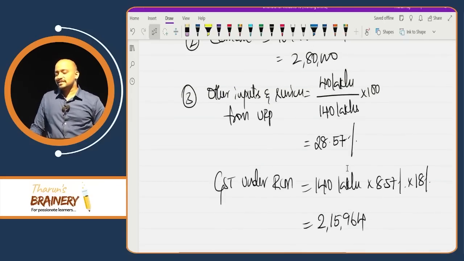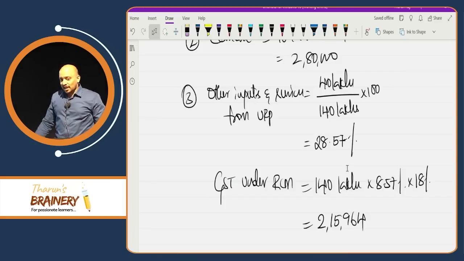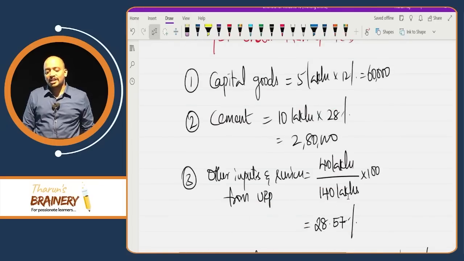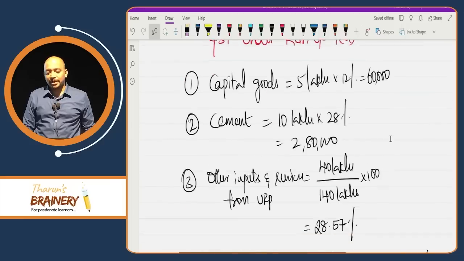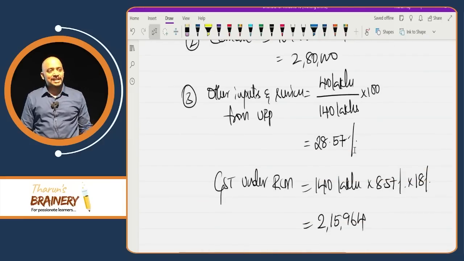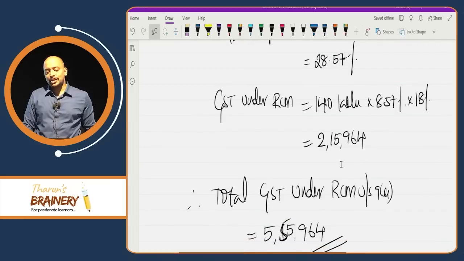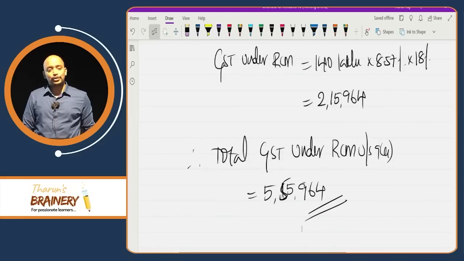It is so simple here, see this. Third step alone I am repeating again, listen. First we need to take other inputs and input services from an unregistered person, that is 20 plus 20, 40, divided by the overall 140 except capital goods, that is 28.57. How much is allowed? 20% allowed. What is the excess? 8.57. So 8.57% of 140 lakhs, on that 18% we need to pay GST under RCM. So 2,15,964. This is the total GST under RCM 9(4).